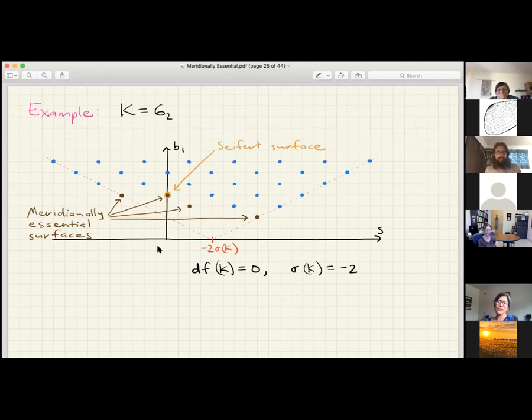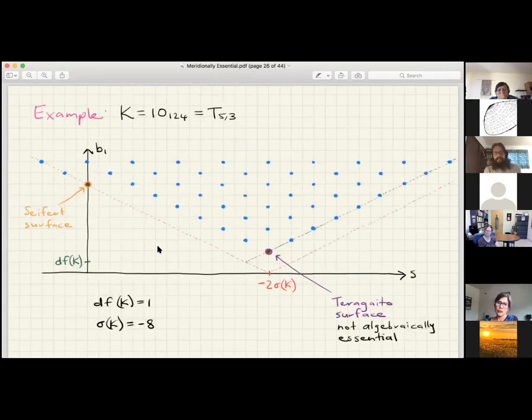So the idea is if you can understand these meridionally essential surfaces, you can understand the entire geography problem, because every other point away from those can be realized just by these stabilizations, these Reidemeister-1 moves, to move about in this space.